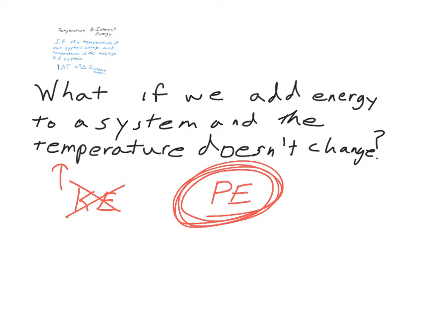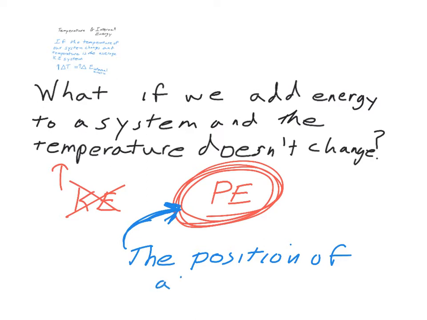And if you remember from last lecture, where do we see potential energy? We see it in chemical bonds, and we see it in the position of atoms and molecules inside a substance. One more thing to ponder, and as you think through this on your own, let's take a look at ice.